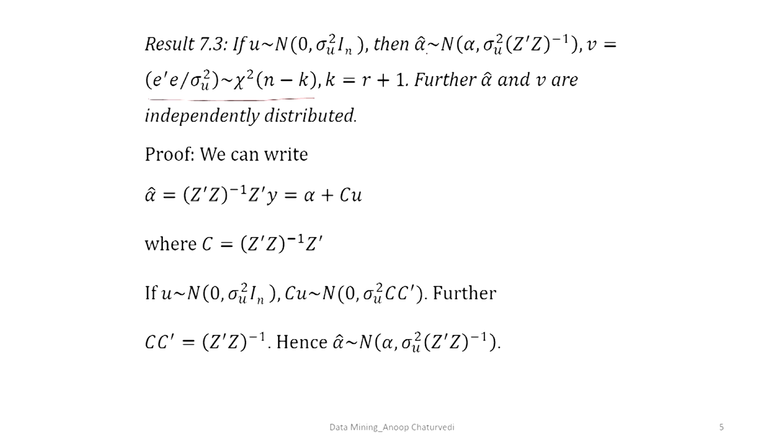Now, first we obtain the distribution of alpha hat. For that purpose, we write alpha hat equal to (z transpose z) inverse z transpose y, and then this is equal to alpha plus c times u, where c is equal to (z transpose z) inverse z transpose. Now, since u follows normal 0, sigma square u I n, c u follows normal 0, sigma square u c c transpose. Further, c c transpose is equal to (z transpose z) inverse z transpose, then we take the transpose of this, so you get z (z transpose z) inverse. So, finally, we get (z transpose z) inverse here. So, c c transpose is (z transpose z) inverse.